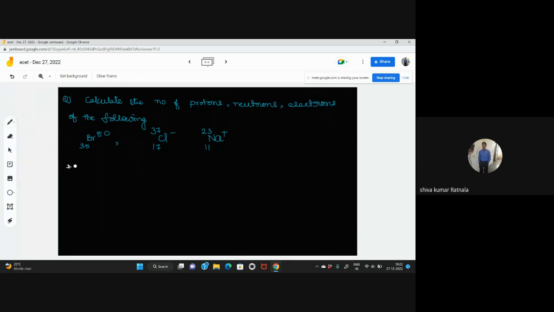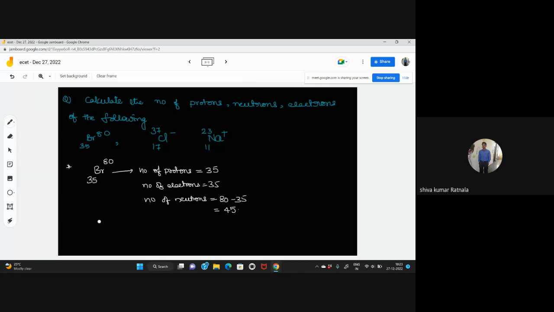So in that one, let me see. In case of bromine 80 and 35, what is the number of protons? Number of protons is nothing but atomic number, right? That will be 35. And this is a neutral atom, so number of protons and number of electrons will be the same. And the number of neutrons is equal to mass number minus atomic number, that is 45.